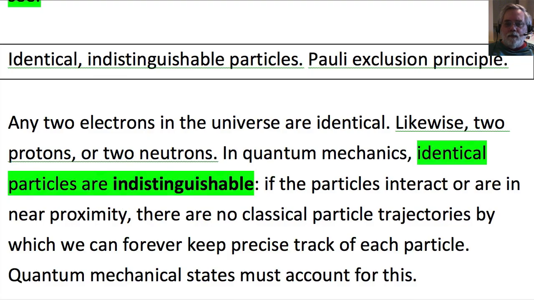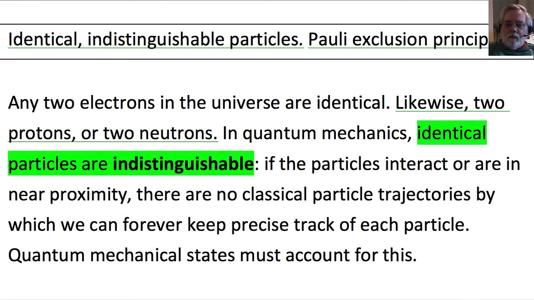Identical indistinguishable particles and the Pauli exclusion principle. Any 2 electrons in the universe are identical. Likewise, any 2 protons in the universe are identical. Any 2 neutrons in the universe are identical. In quantum mechanics, identical particles are indistinguishable.